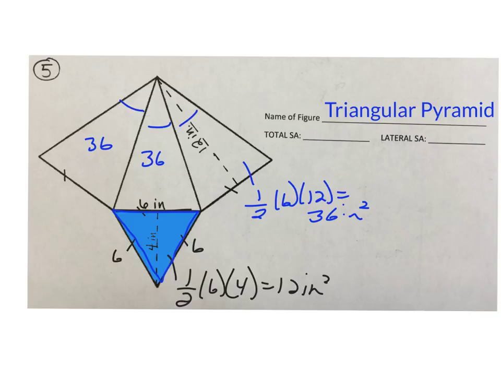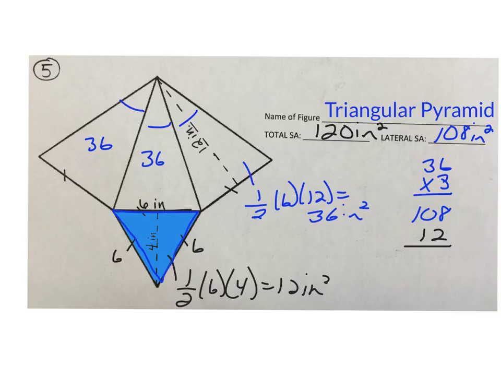So now we just have to do our totals. For our laterals, that's 36 times 3, because of course there's 3 of them. And that gets you 108, and that is square inches. Now I take that 108 that I get when I multiply, and I add that base to it of 12, and then I get a total of 120 square inches for the total surface area.